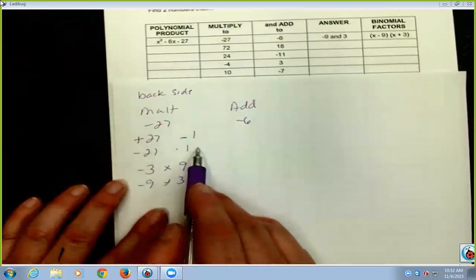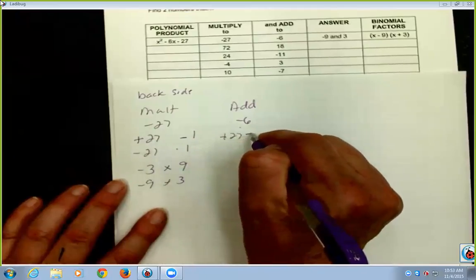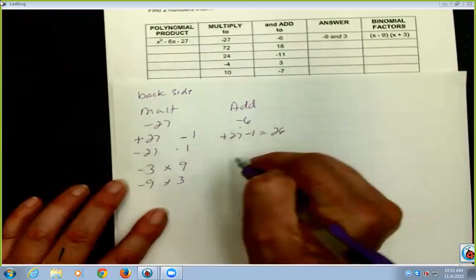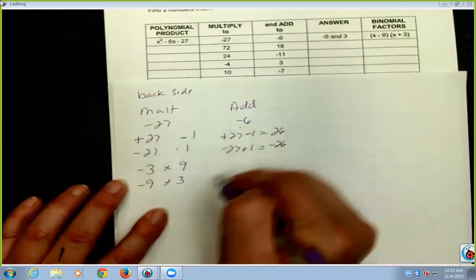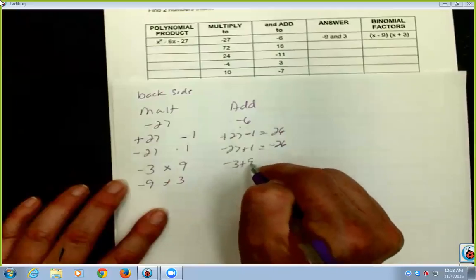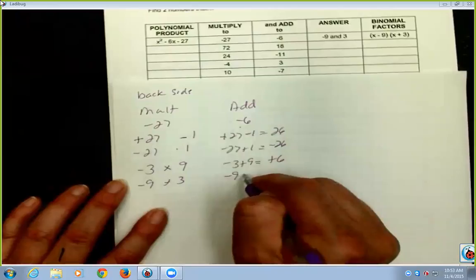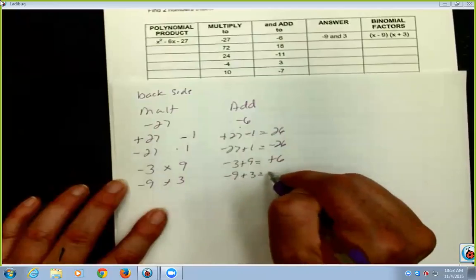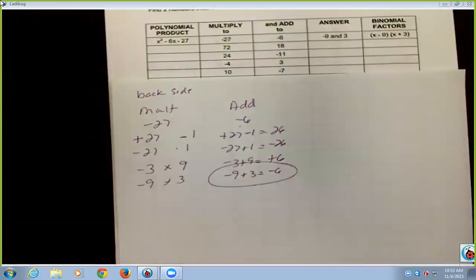So which of these adds to a negative 6? Well, a plus 27 minus 1 is 26. A negative 27 plus 1 is a negative 26. A negative 3 plus 9 is a positive 6. And a negative 9 plus 3 is a negative 6. So that becomes my factors.